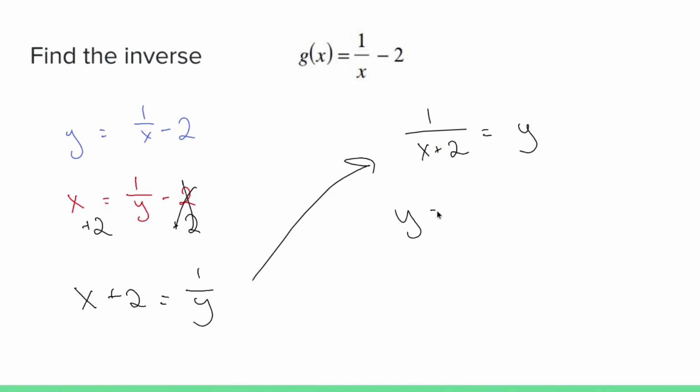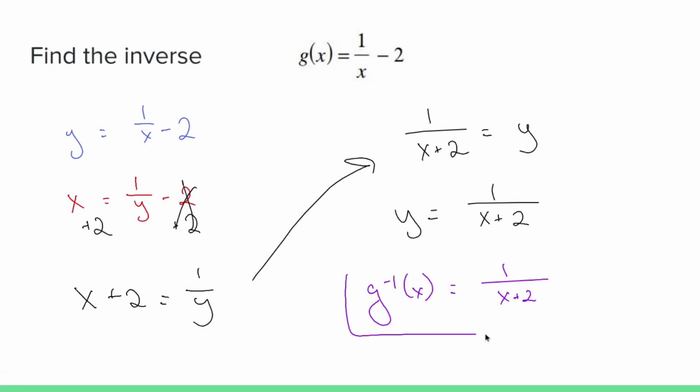Now, y is all by itself. Looks like that. And we're going to rewrite y as g inverse of x. So g inverse of x equals 1 over x plus 2. Yay.